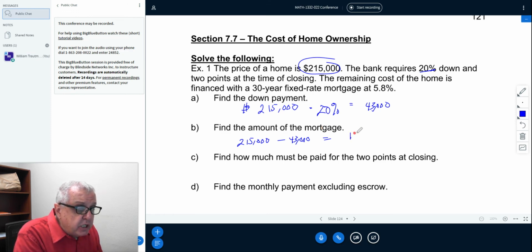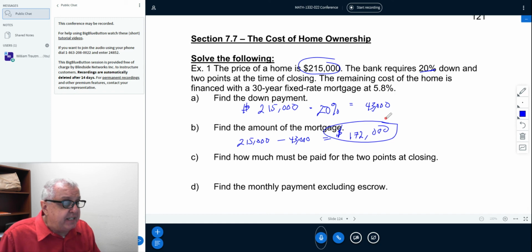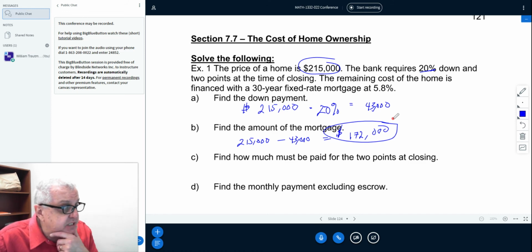So you're going to get a loan from the bank for $172,000. This is how much you're going to finance. This is the loan for your house because you gave them $43,000 as 20% down.